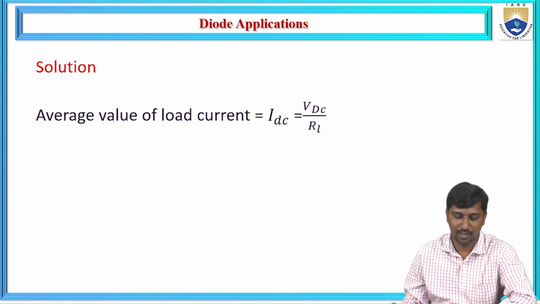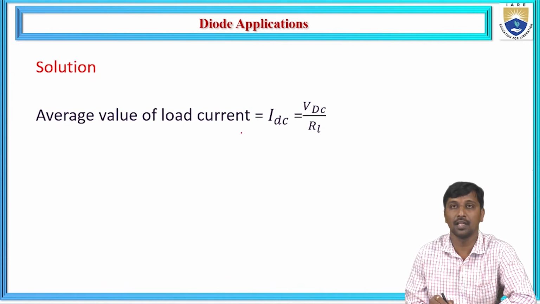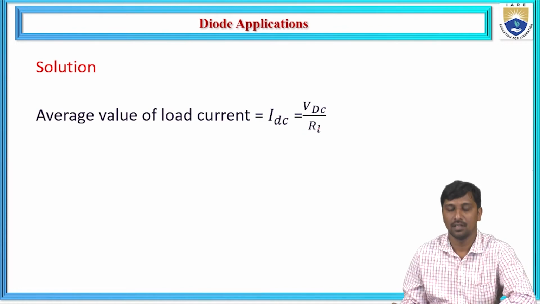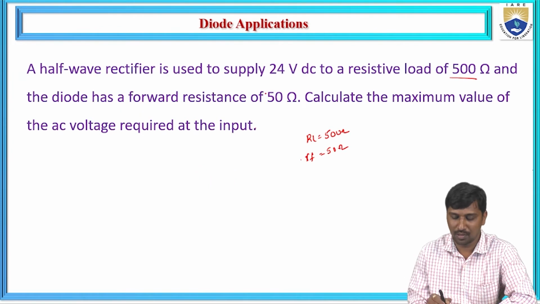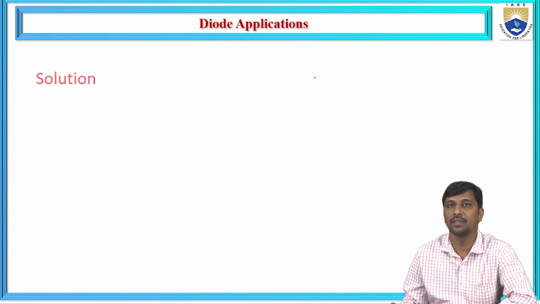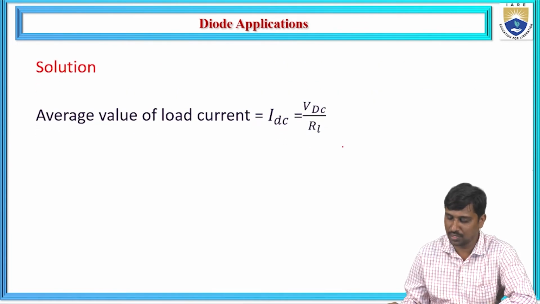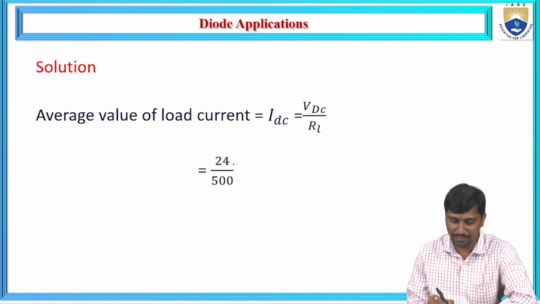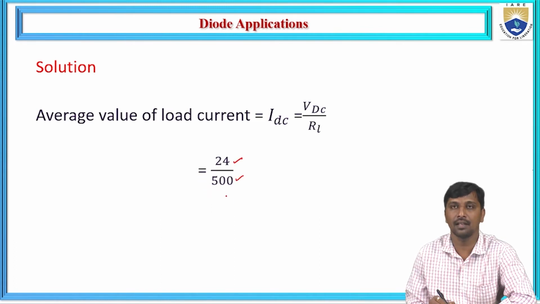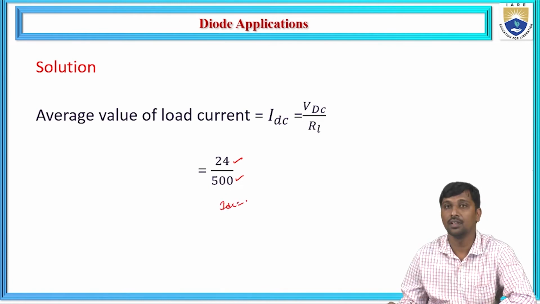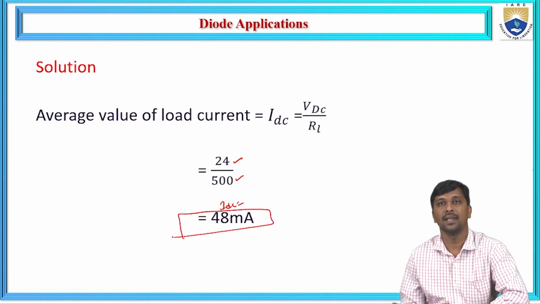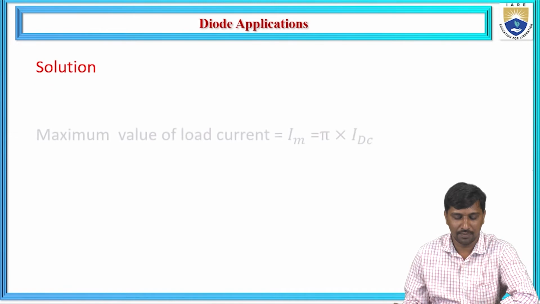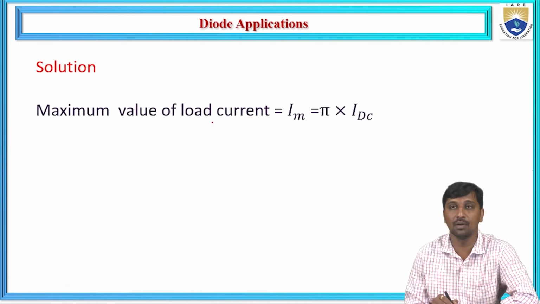For this case, first we need to calculate the average value of the load current. IDC is equal to VDC by RL. In the problem statement they have given that it is used to supply 24 volts DC, which means the VDC value is 24. So you substitute here: the VDC value is 24 volts and the load resistance is 500. Then it gives the IDC value as 48 milliamperes.